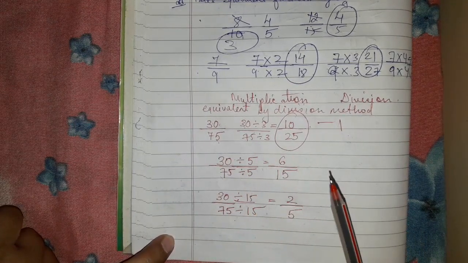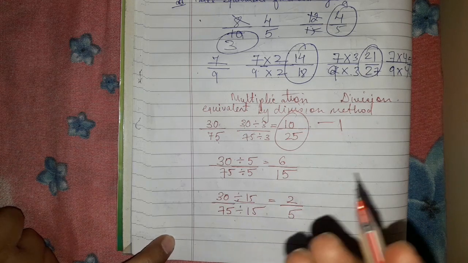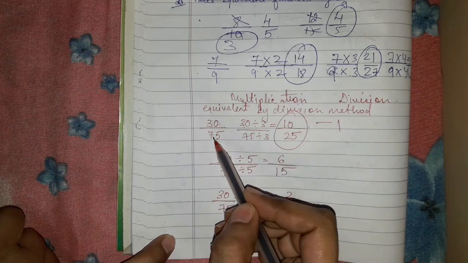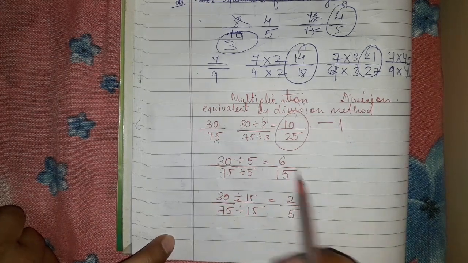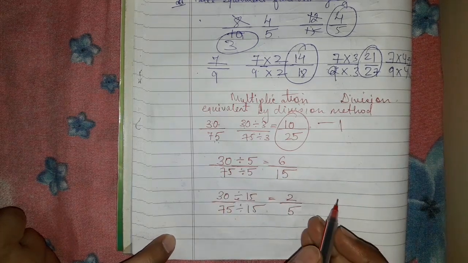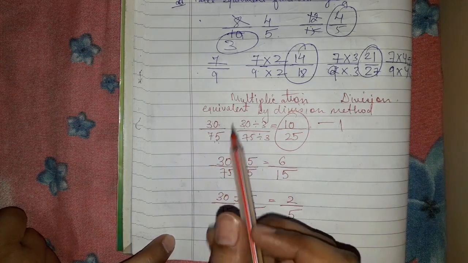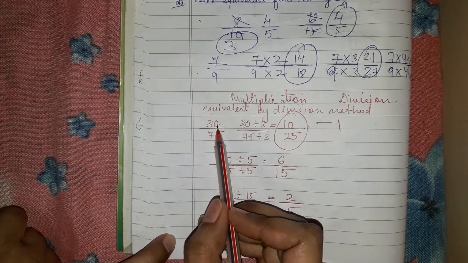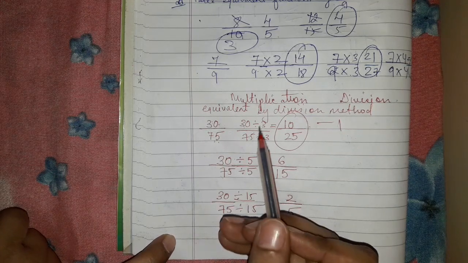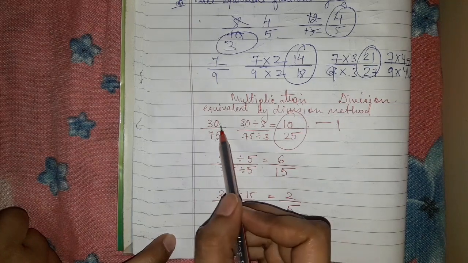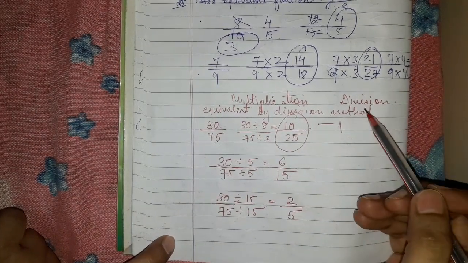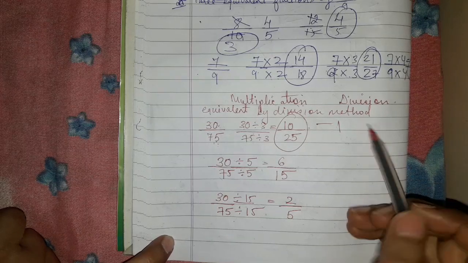We try to find a number which can divide both the numerator and the denominator. Both the numbers should go in that table. Is it clear? If you ask, ma'am, why have you not taken 2? Because 2 can divide 30, yes, it can easily divide it, but 2 cannot divide 75. We have to look for a number which can divide both the numerator and the denominator. So this is how we find equivalent fractions by the division method.